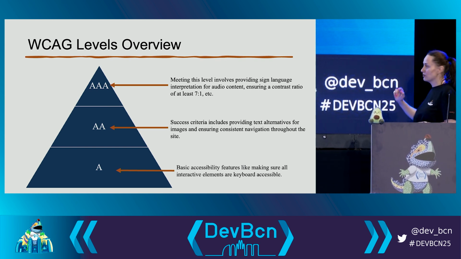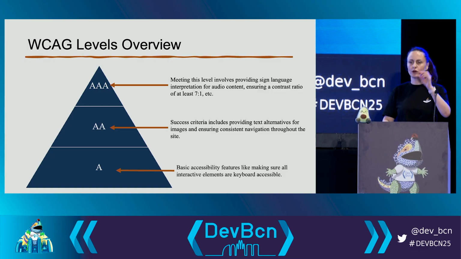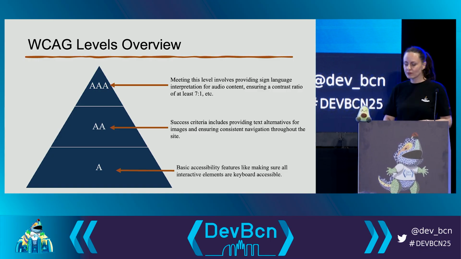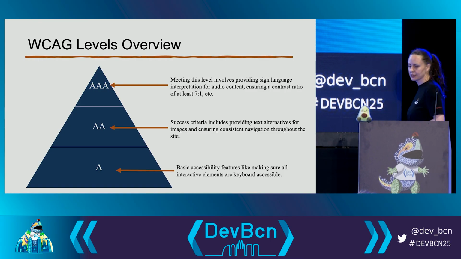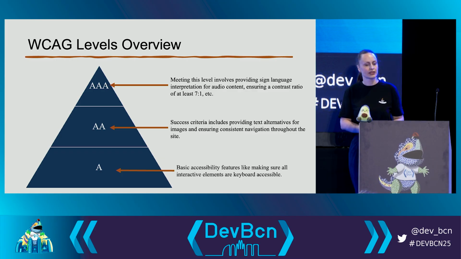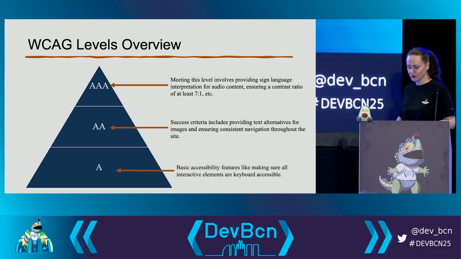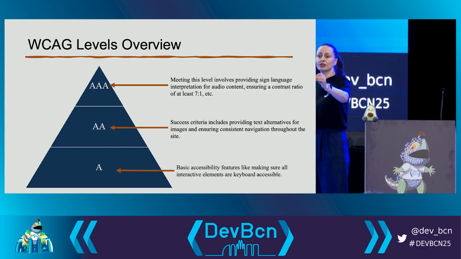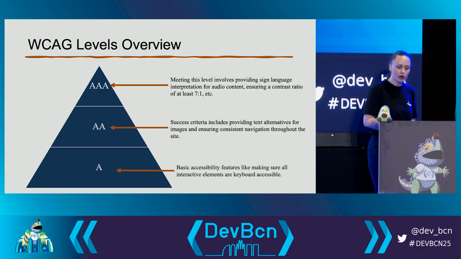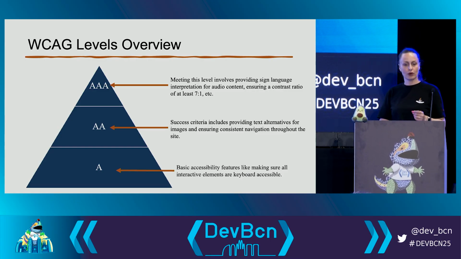Now, level AA, which is above this one, includes all level A requirements and more criteria, meaning there's a contrast ratio of at least 4.5 to 1. I'm going to demonstrate how you can do that for text. It also includes providing text alternatives to images if those images are not loaded, and ensuring consistent navigation throughout your whole website.